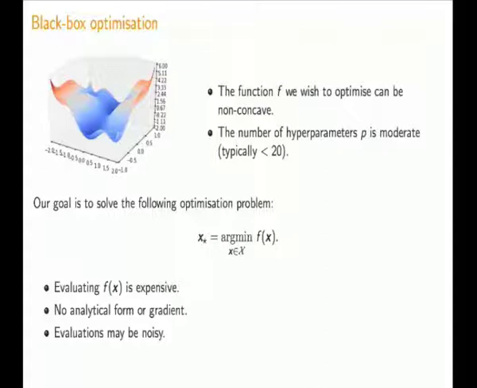So the question is, how are we going to approach that problem, and how are we going to find a good value for x star here, which is going to be a minimum or a very good solution, one of the local modes of that function.